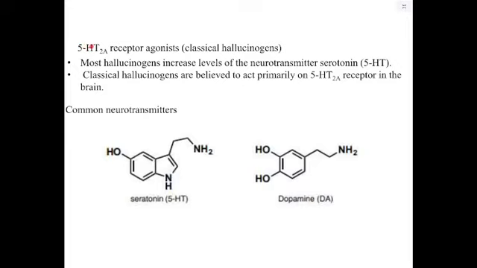So we start with the first category, which is 5-HT, or 5-hydroxytryptamine. 5-hydroxytryptamine, of course, is similar to serotonin. So, 5-hydroxytryptamine 2A receptor agonists. These are what we call the classical hallucinogens. Most hallucinogens increase the level of the neurotransmitter serotonin, and here is the structure of serotonin.